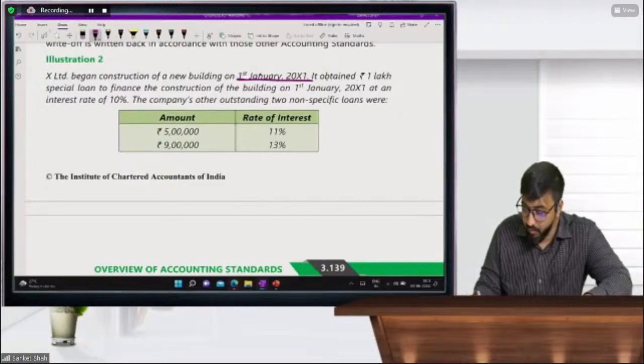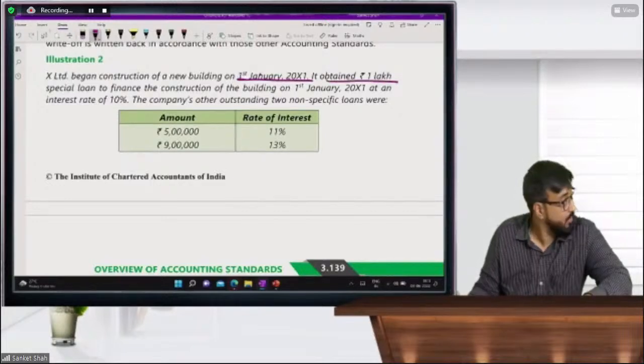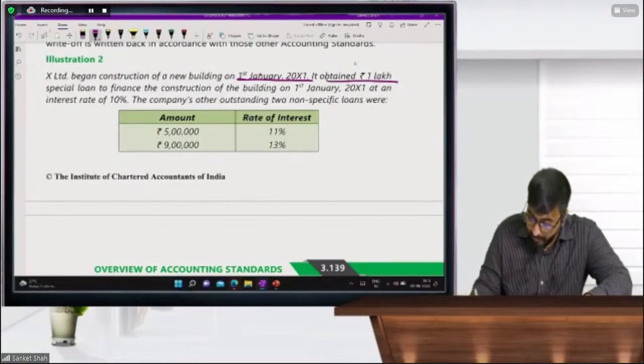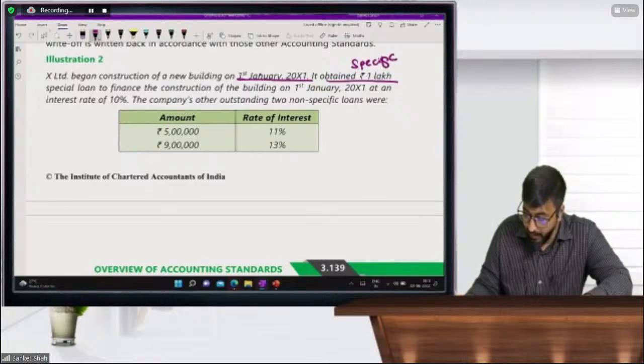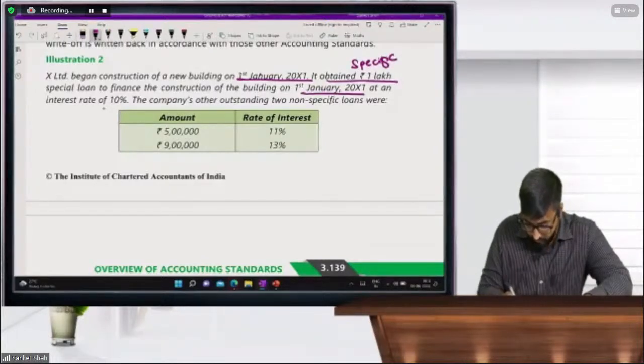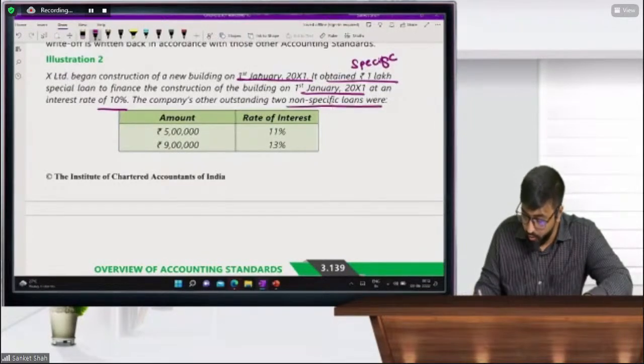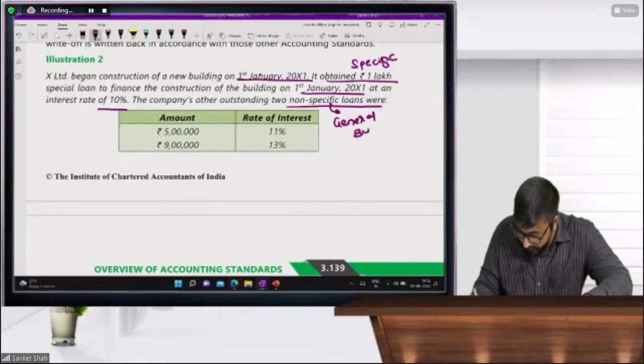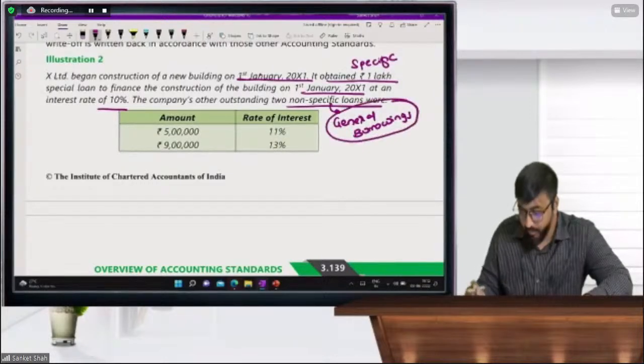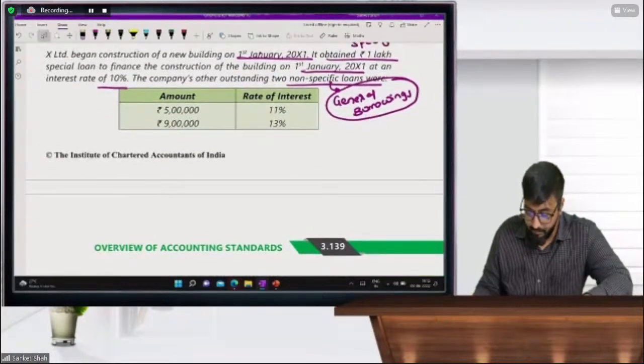It obtained a 1 lakh rupees special loan. So beta, this is specific borrowing to finance at the rate of interest 10%. The company's other non-specific loans, so non-specific means general borrowings, are at 11% and 13%.